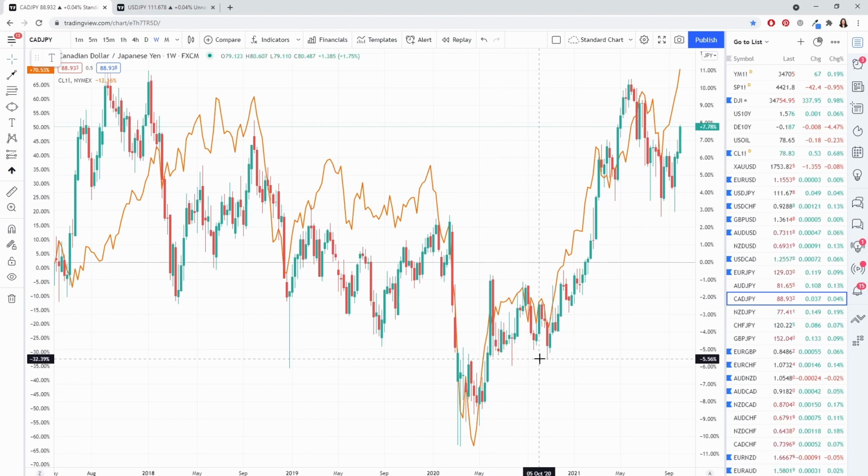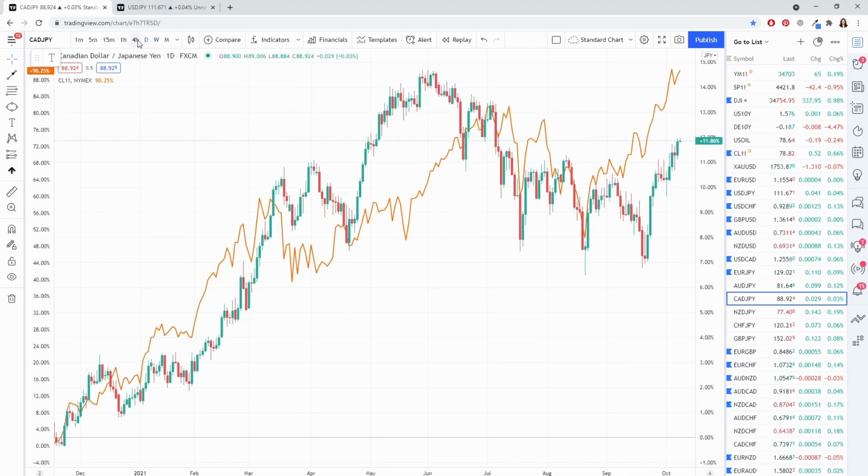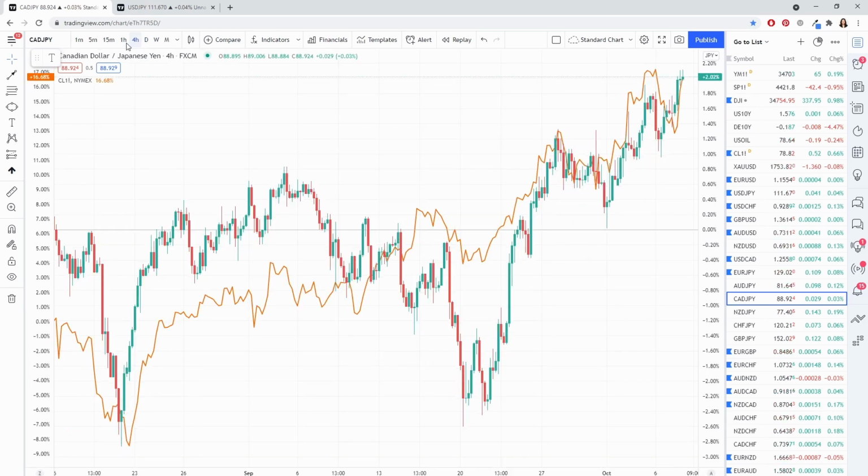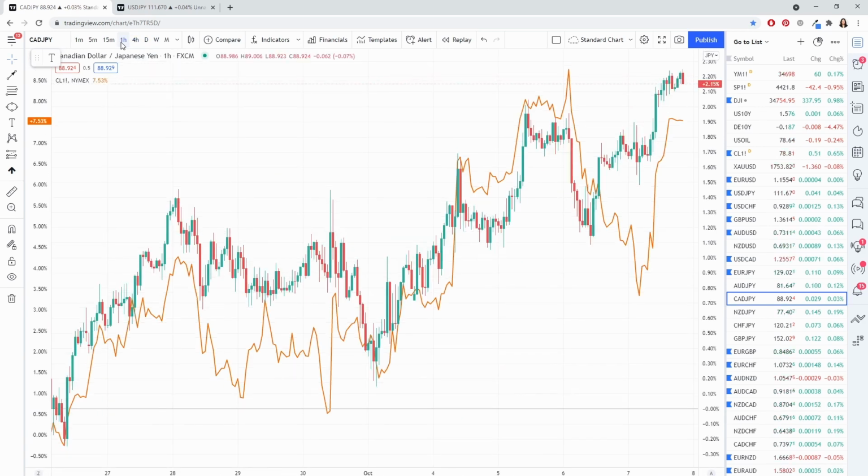You can see there's a very strong positive correlation where when oil prices are surging, CAD yen is rising. And when oil prices are plunging, CAD yen is falling. We can see this very strong relationship on the weekly charts, along with the daily charts, 4-hour charts, and the 1-hour charts. So what does this tell us? It tells us that we can use oil to trade the Canadian dollar on a swing and intraday basis.